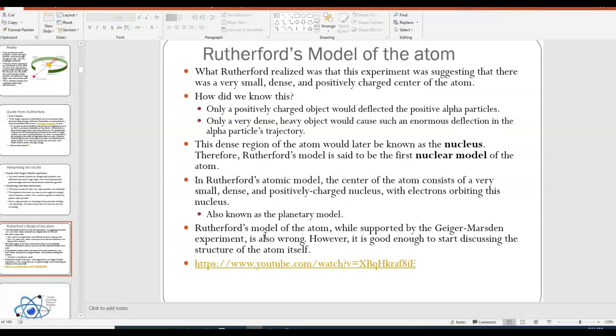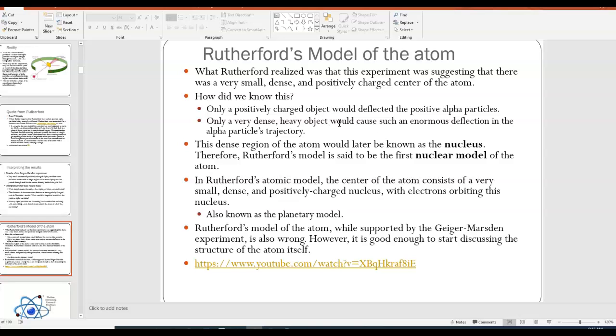Okay, and so this is Rutherford's model of the atom right here. This is called a nuclear model of the atom because it has what's called the nucleus. Okay, the nucleus in Rutherford's model is something very small, dense, and positively charged at the center of the atom, and then there are electrons orbiting the nucleus. Again, pause it here if you need to add this to your notes.